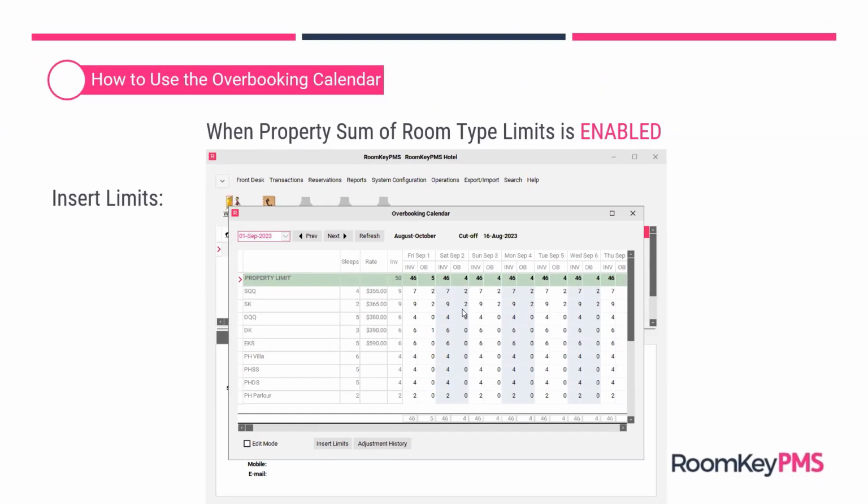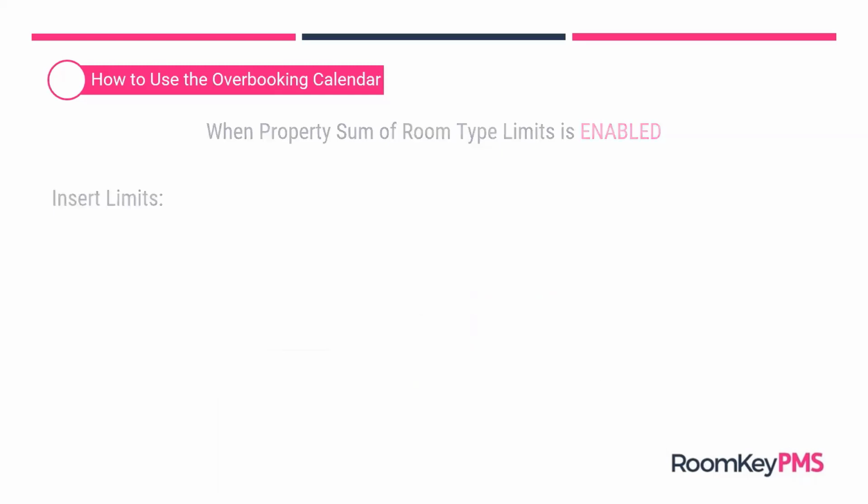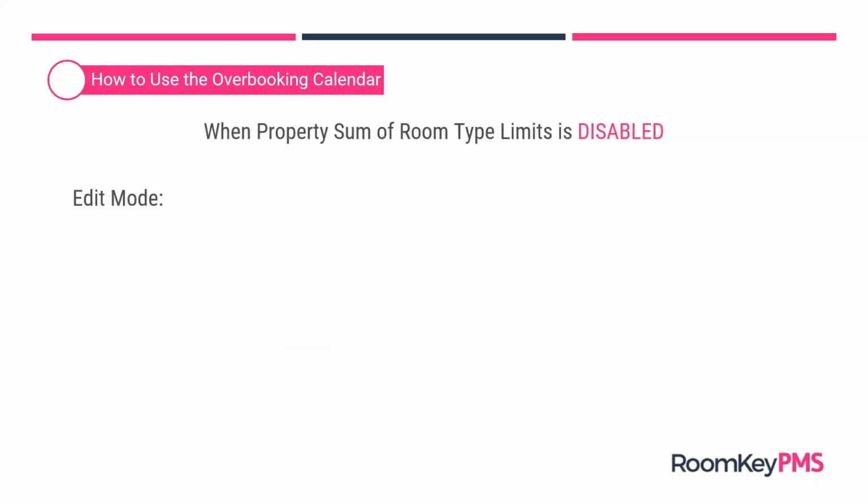So that is what the process looks like, or 2 options that you can use when the property sum of room type limits is enabled. Now let's take a look at another scenario, and this time the property sum of room type limits is going to be disabled in the database. So this is option B that we looked at from the settings earlier.